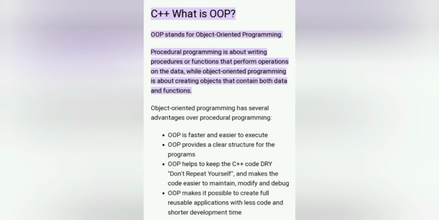Object-oriented programming has several advantages over procedural programming. OOP is faster and easier to execute. OOP provides a clear structure for the program. OOP helps to keep the C++ code DRY, don't repeat yourself, and makes the code easier to maintain, modify and debug. OOP makes it possible to create full visual applications with less code and shorter development time.